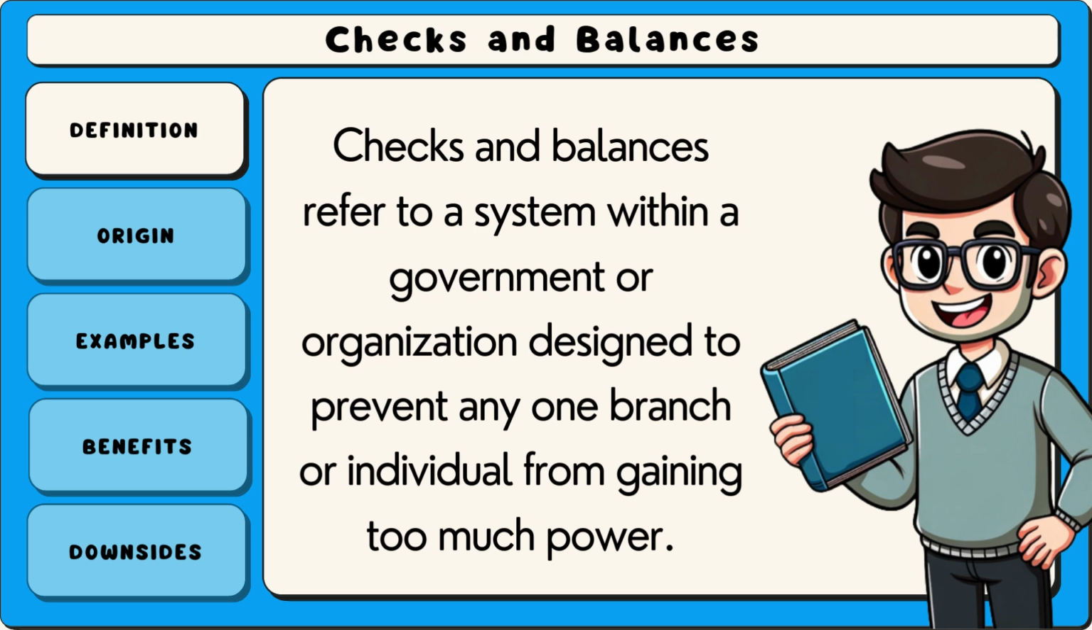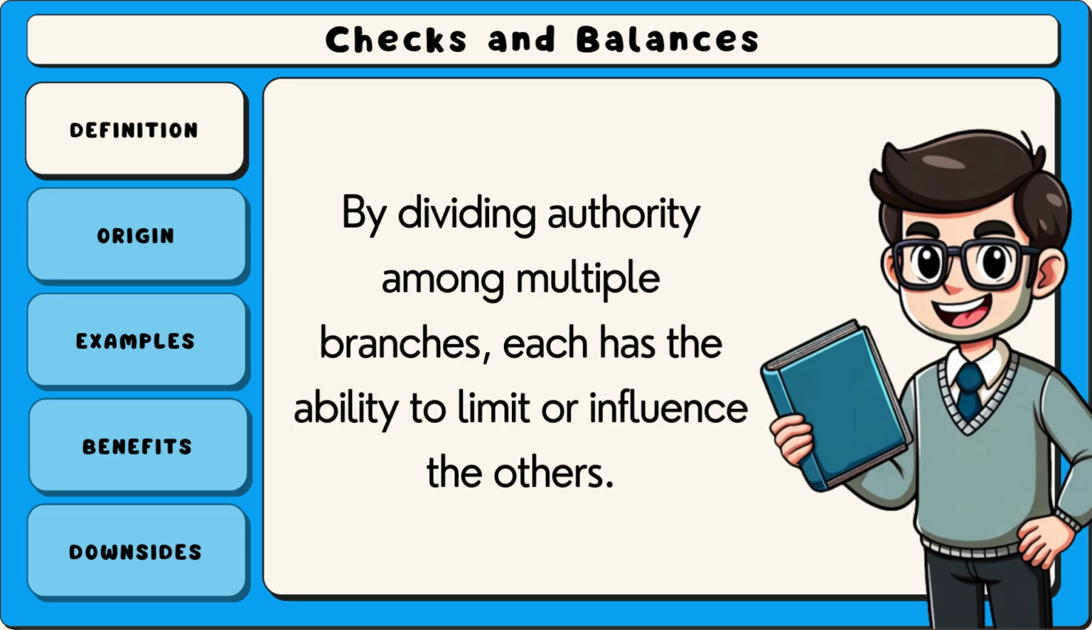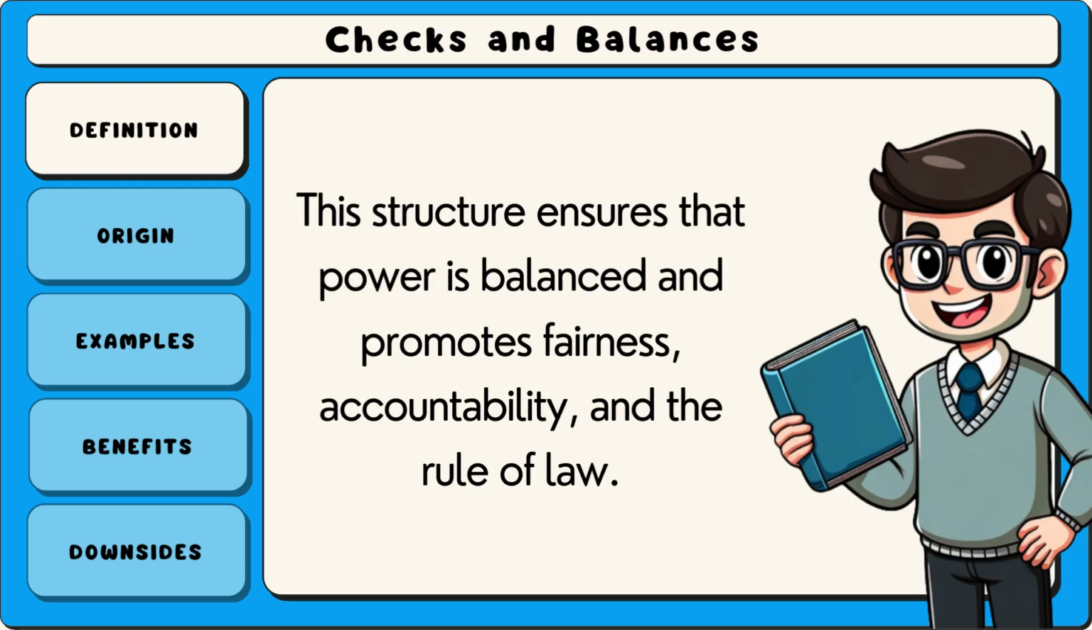Checks and balances refer to a system within a government or organisation designed to prevent any one branch or individual from gaining too much power. By dividing authority among multiple branches, each has the ability to limit or influence the others. This structure ensures that power is balanced and promotes fairness, accountability, and the rule of law.